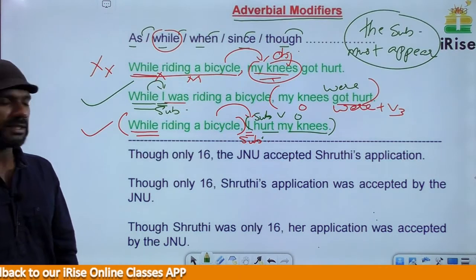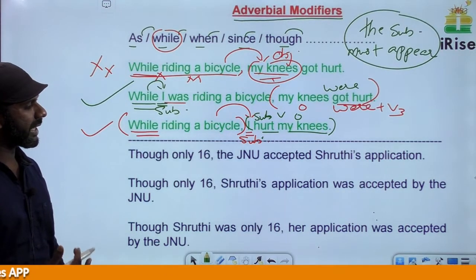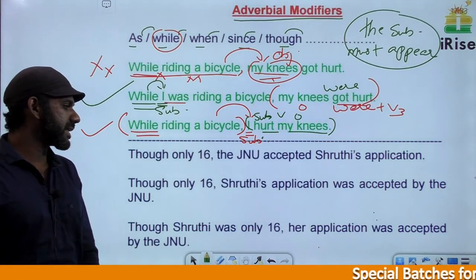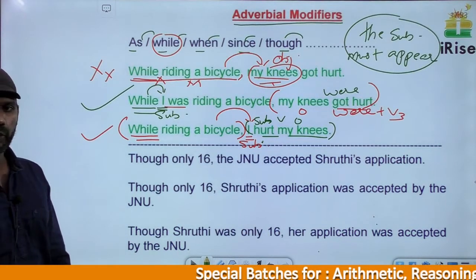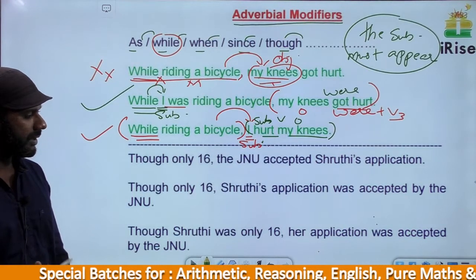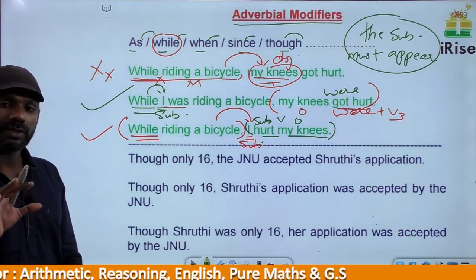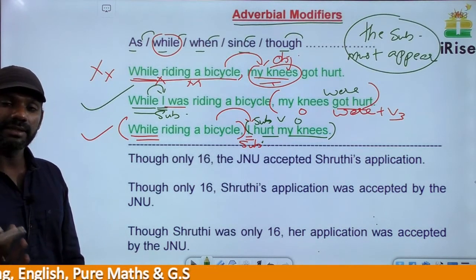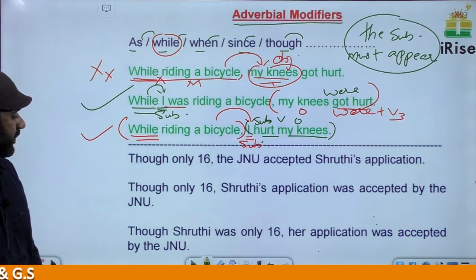I'll read the sentences first. Though only 16, comma, the JNU accepted Shruti's application. Though only 16, comma, Shruti's application was accepted by the JNU. Though Shruti was only 16, comma, her application was accepted by the JNU. My idea is Shruti was only 16. Even though she was only 16, the JNU accepted her application. That's my idea. Come to the first one.